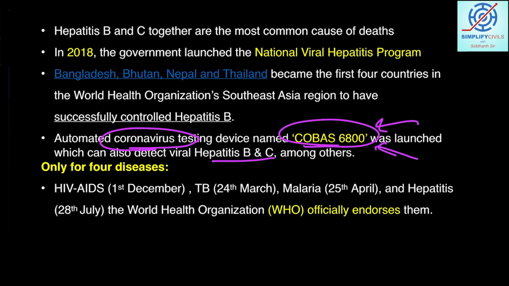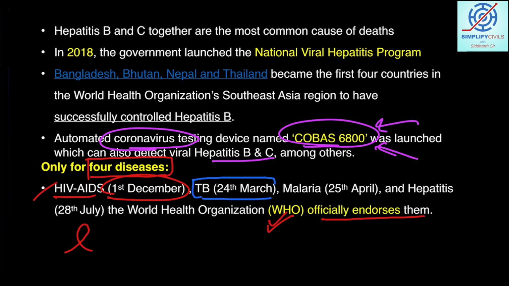One thing more you should know is that there are four diseases that are endorsed officially by WHO, and there are proper dates given for creating awareness of these diseases. One is HIV/AIDS, 1st December. You know this red ribbon, it comes into photographs and pictures, and most people are aware of it. But people are not aware of tuberculosis being 24th March for the awareness of this disease. It has been endorsed officially by WHO. Malaria is 25th April, and hepatitis is one of them, 28th July.